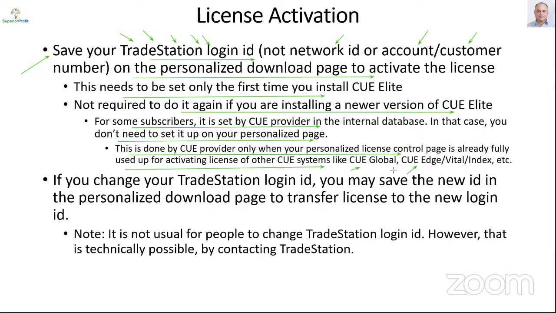So some of you have Q Global, Q Edge, Q Elite. And I covered in the previous webinar that we need one license control activation field for Q Global, one for Q Edge. And there are only two. So if you have Q Global, Q Edge, as well as Q Elite, most likely I am enabling your TraceStation login ID in the internal database myself. You don't need to do that. In those cases, I usually ask people to provide me with the TraceStation login ID and I set it in the internal database.